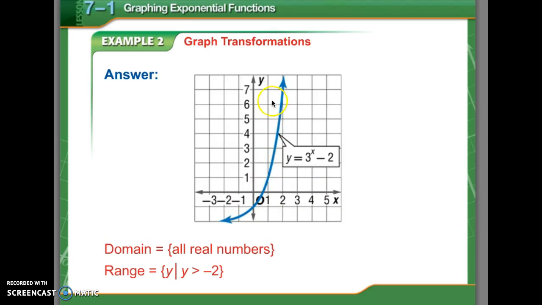So when we do that, we get a graph like this. This time, the normal horizontal asymptote is the x-axis, but since we are shifted down 2, our new horizontal asymptote is y equals -2. We will never cross this line down here. The domain, again, is always all real numbers, and the range, this time, is every y value greater than -2.